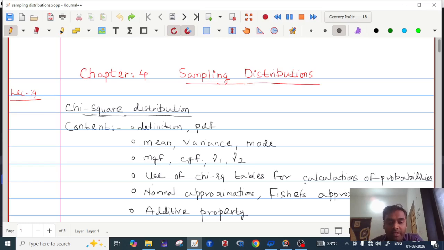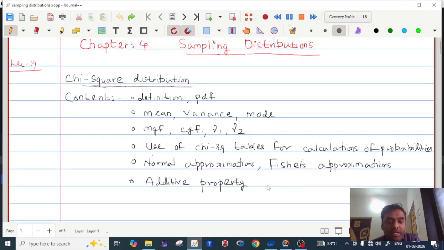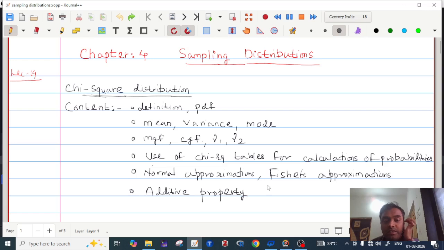From today we are going to start the next chapter, sampling distributions. This is lecture 14 of our course STMJ 241. In this lecture we are going to discuss three sampling distributions: first, the chi-square distribution; second, the t distribution; and third, the F distribution.